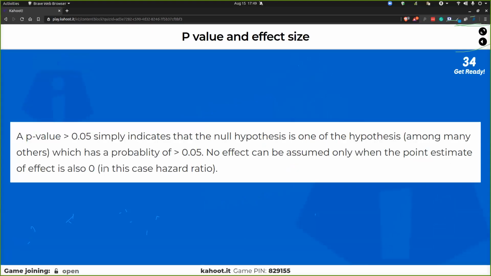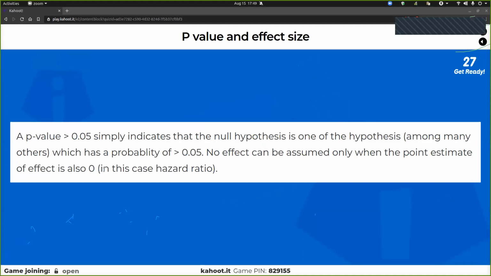A p-value of more than 0.05 simply indicates that the null hypothesis is one of the hypotheses which has a probability of more than 0.05. No effect, that is zero effect, zero hazard, can only be assumed when the point estimate of the hazard is also zero. So that's why you cannot assume that the effect is zero if the p-value is more than 0.05. Similarly, you cannot say the effect is going to be very huge if the p-value is less than 0.05. So p-value has nothing to do with effect size.